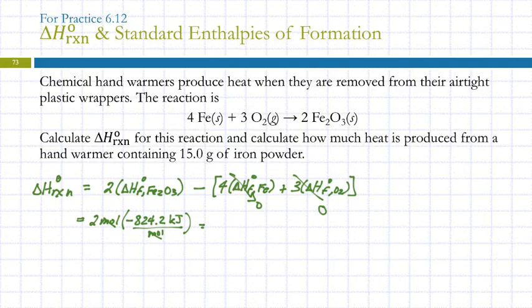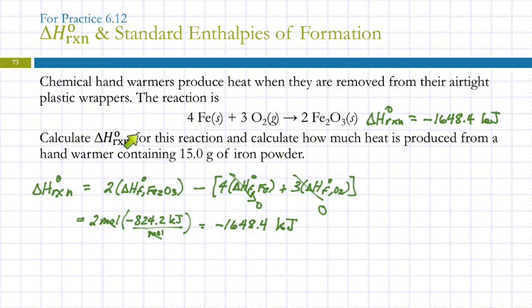So negative 824.2 times 2. Negative 1648.4 kilojoules. So that is the standard heat of reaction for this equation. Okay with that? Sometimes the calculation ends up being really simple. So that's the first part.